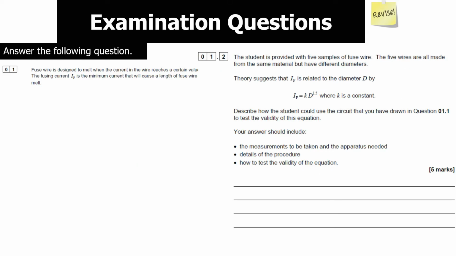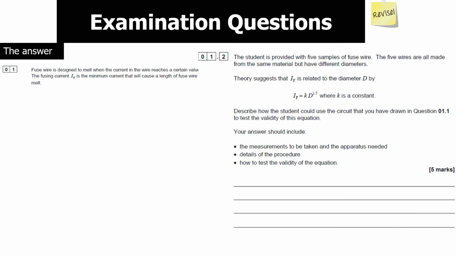Now the next question says, the student is provided with 5 samples of fuse wire. The 5 wires are all made from the same material but have different diameters. The theory suggests that IF is related to the diameter D by the equation IF equals KD to the power 1.5, where K is a constant. So describe how the student could use the circuit that they've drawn in the question to test the validity of this equation. Your answer should include the measurements to be taken and the apparatus needed, details of the procedure, and how to test the validity of the equation. So pause the video now, then unpause the video when you want to go through your answer.